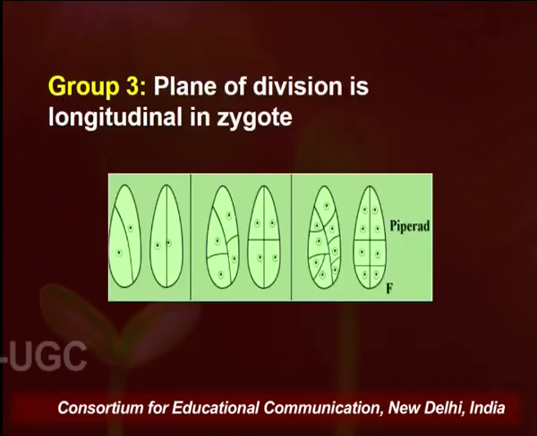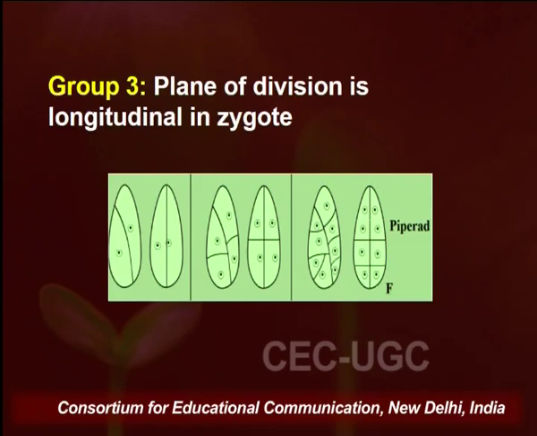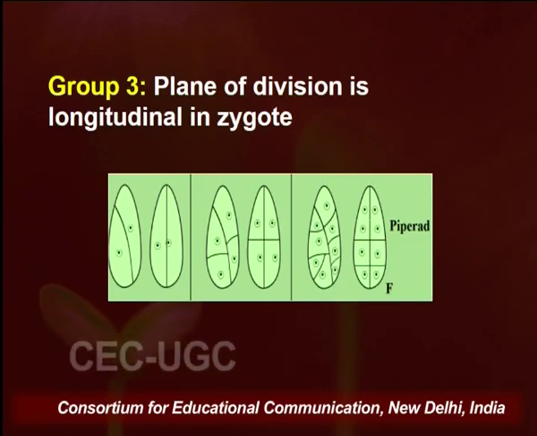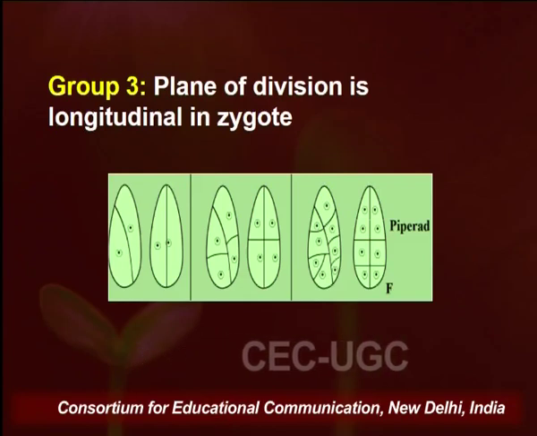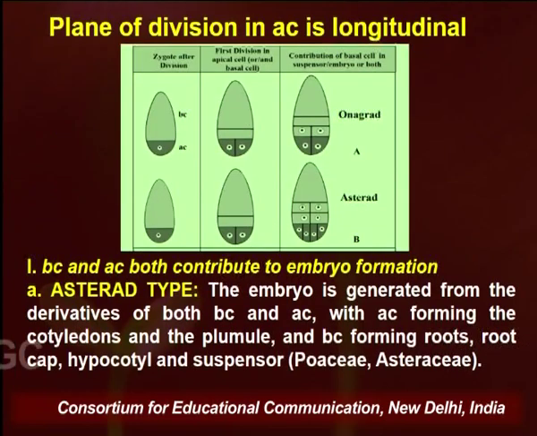Now, in group 3 there is no formation of apical and basal cells. The zygote itself divides longitudinally. So, this is the third group of embryo formation, and it is observed in the members of family Viperaceae. Now, when the plane of division in the apical cell is longitudinal, it leads to two types of embryogenies, the onagrad and the asterad type. First, I will talk to you about the asterad type of development.